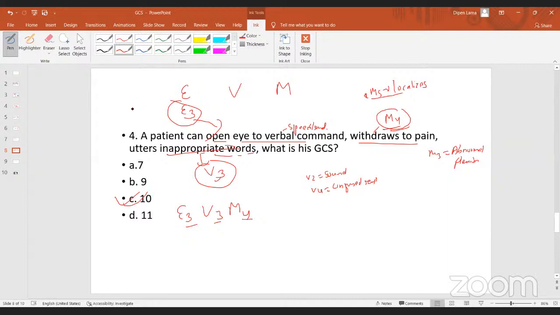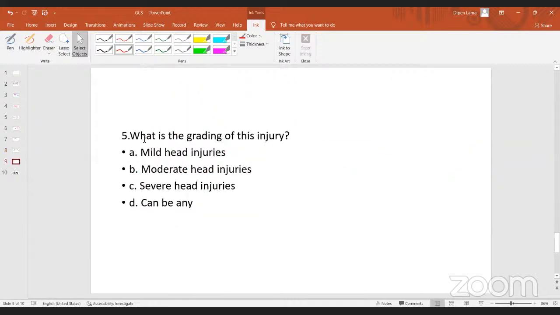So GCS is important in head injury. Another question, what is the grading of this injury? You should know the grade. It is according to GCS. According to this Glasgow Coma Score concept, we give the grading of head injury. So this is important, grading of head injury. This is very, very easy.